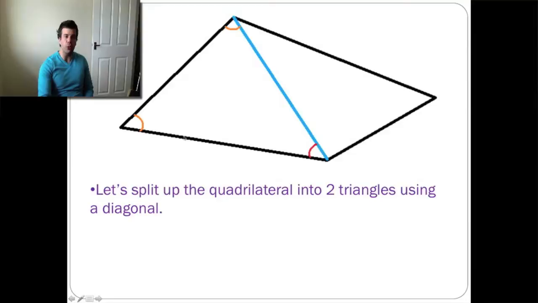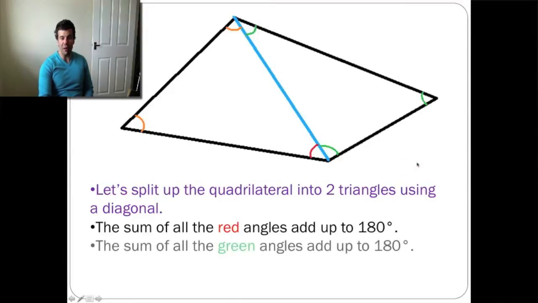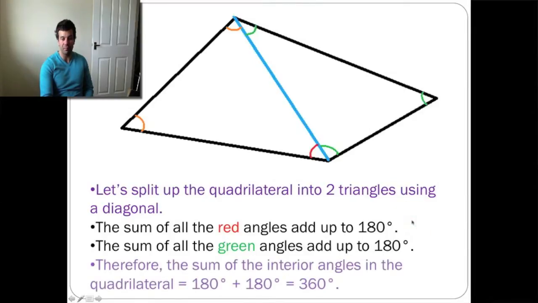What do the angles of a triangle add up to? 180. So these 3 red angles add up to 180 degrees. Likewise, if we add up the 3 green angles, we've got another 180 degrees. So the interior angles of this triangle is 180, and the interior angles of this triangle is 180. So if we add up all of the interior angles, including the ones that are next to each other, we should get 2 lots of 180 added together, which, as you will know, is 360 degrees.